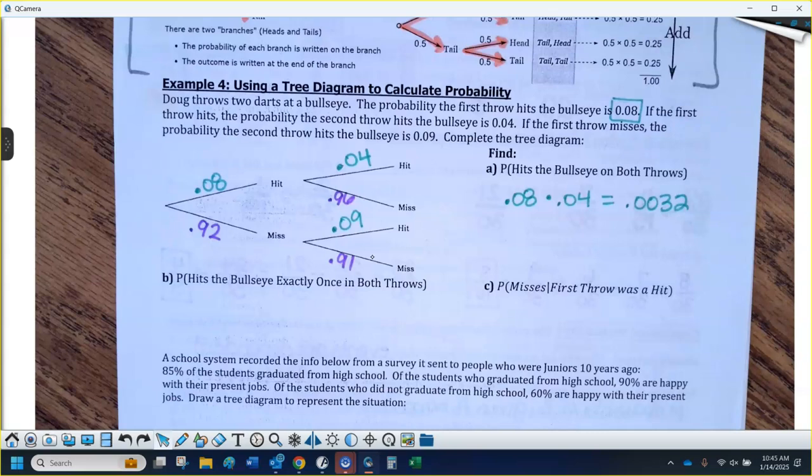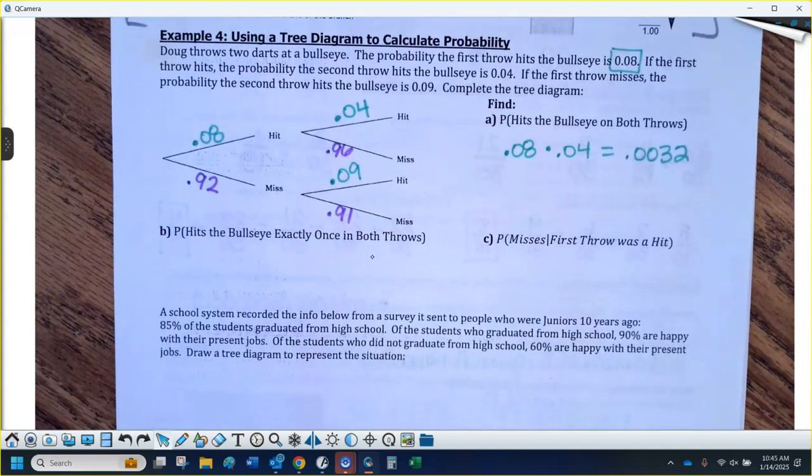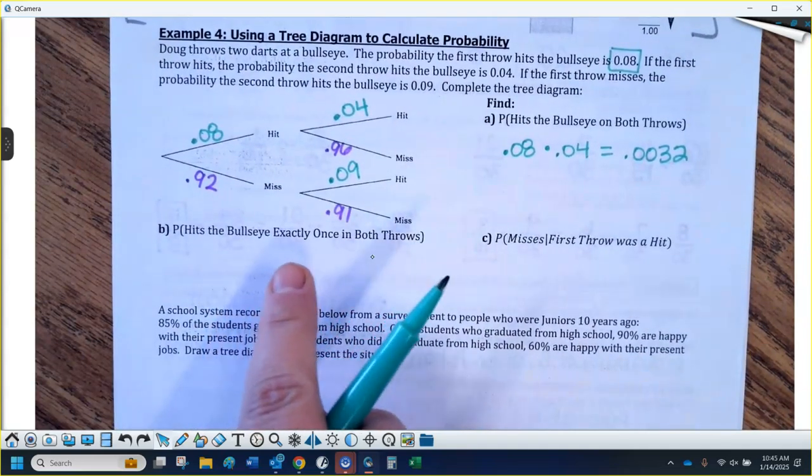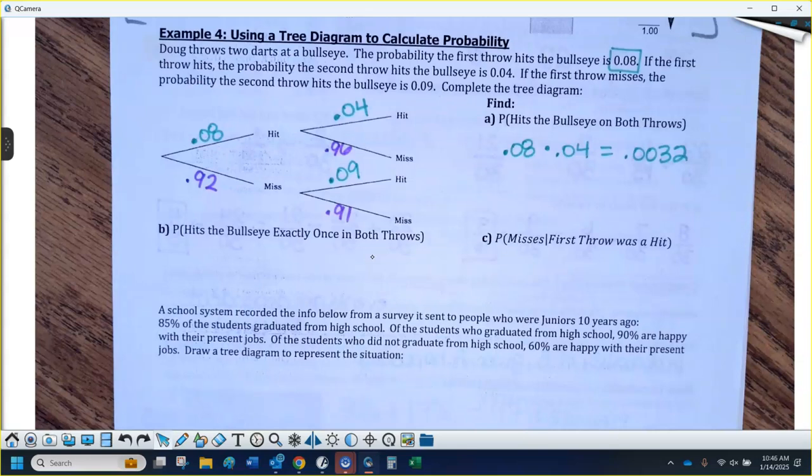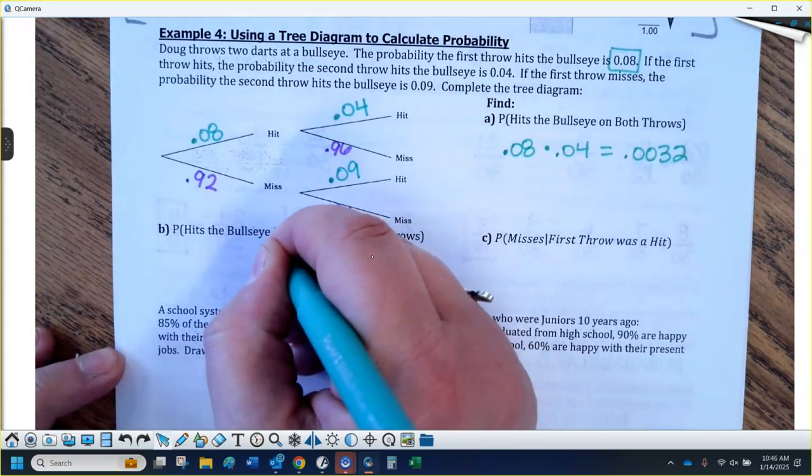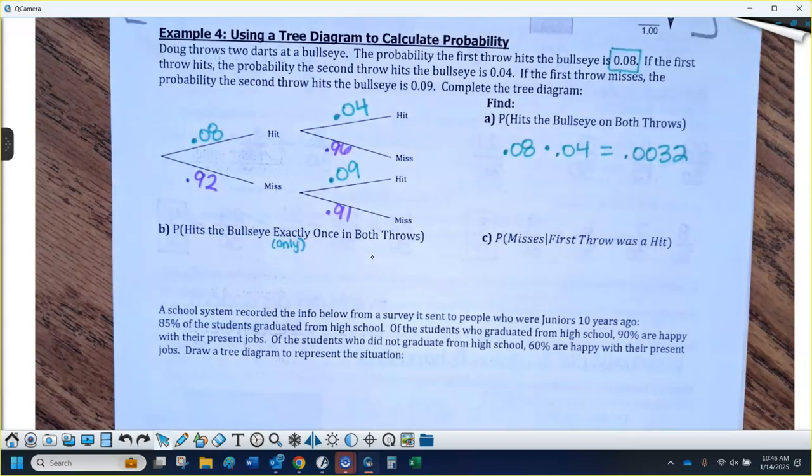Now, the question I have next is a little bit weird. This says the probability we hit the bullseye exactly once in both throws. So if you guys remember, exactly is a fancy word that can be interchanged with the word only. Is there more than one way this could happen? If I hit the bullseye once in both throws, is there more than one way that can happen?